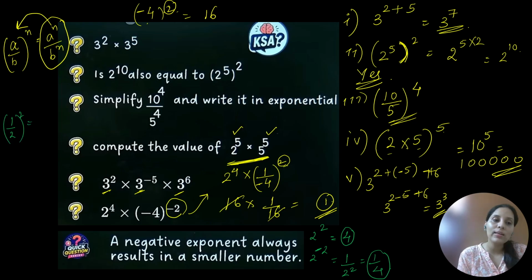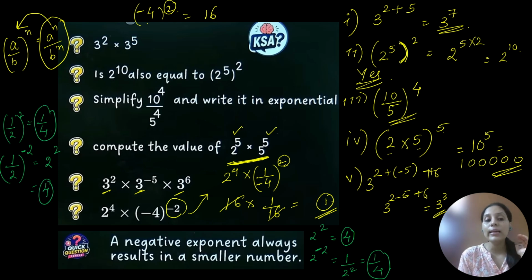1 by 2 whole square is 1 by 4. But similarly, I take a negative exponent. Now, how do I convert a negative exponent into positive? I reciprocate my base. So the reciprocal of 1 by 2 is 2 by 1, 2 whole square. So this time the negative exponent gives us a bigger answer than the positive exponent. So here it was opposite.